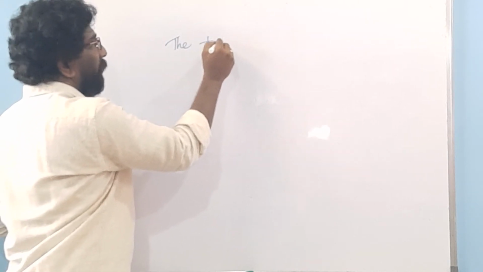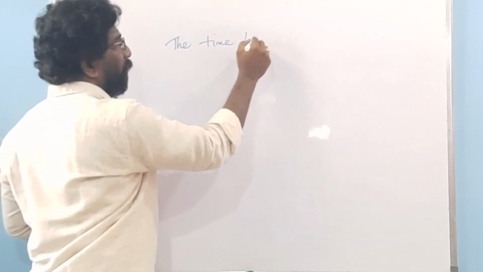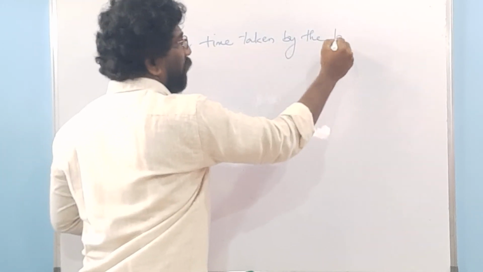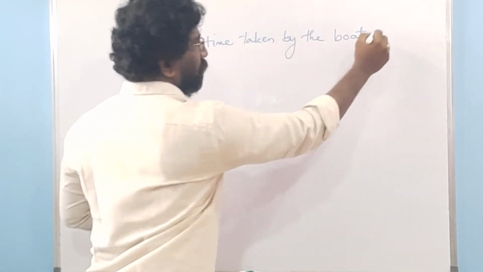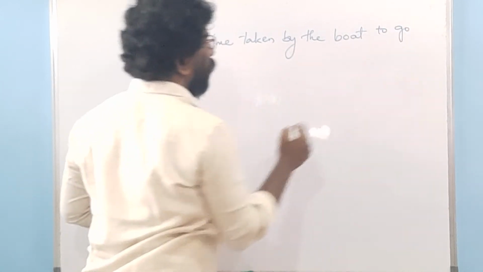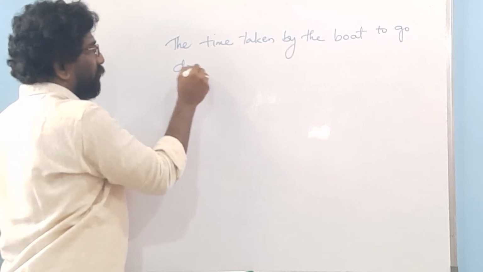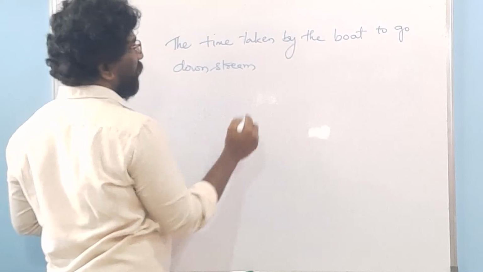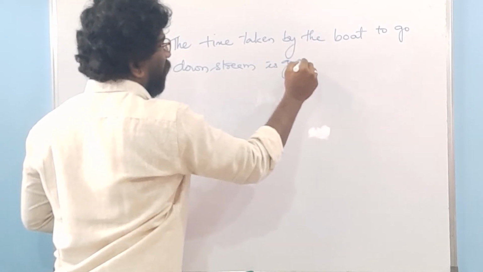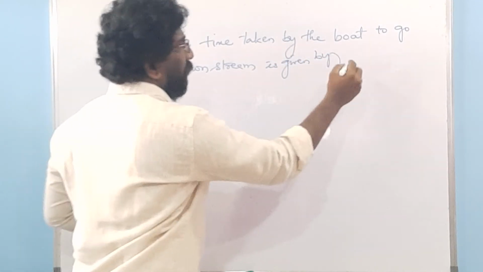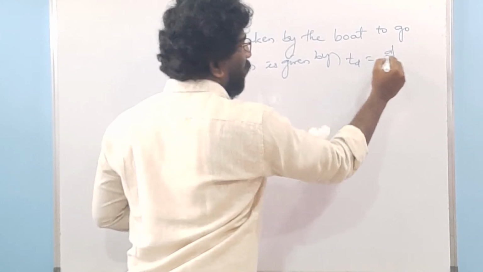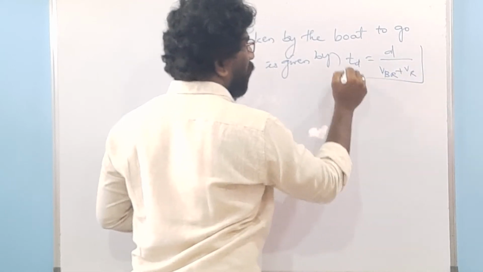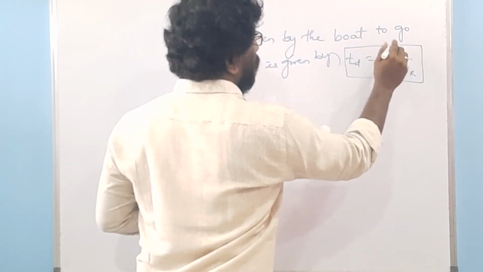The time taken by the boat to go downstream is given by T down is equal to D over VBR plus VR. So this is the formula which we have seen for downstream.